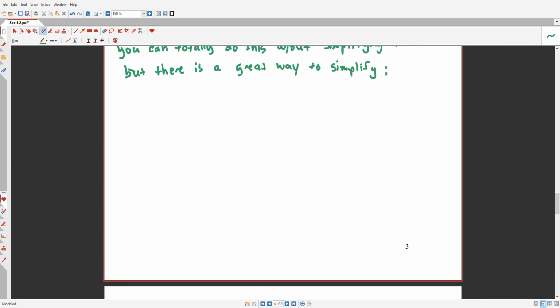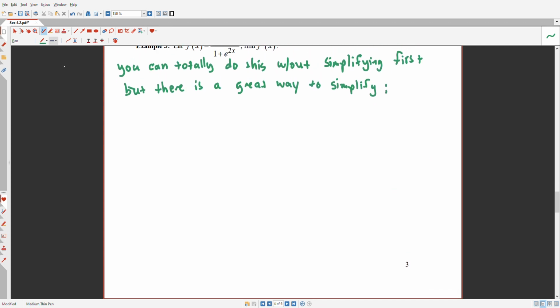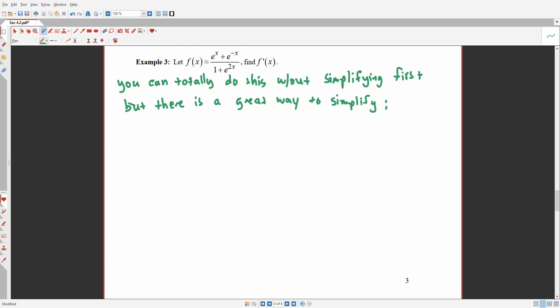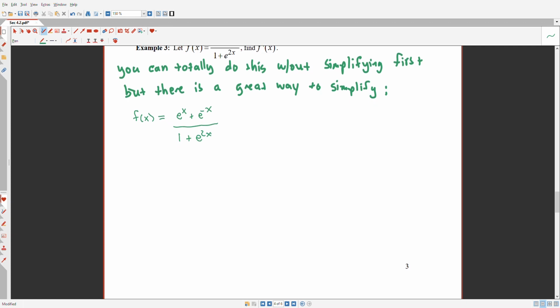So here's what I'm going to do. Maybe I should switch to a less clunky thing. So I've got f of x equals e to the x plus e to the negative x all over 1 plus e to the 2x. So this little trick that I'm going to do here, it's not much of a trick, but if you're going to be one of the people who say, hey, I would have never thought to do that, then that's okay. You could have hacked this through using the rules. But here's what I'm going to do.